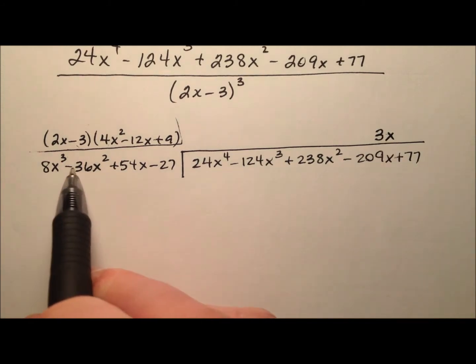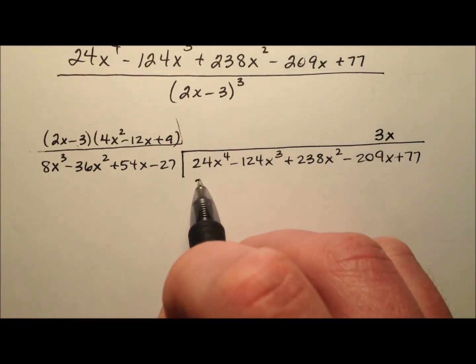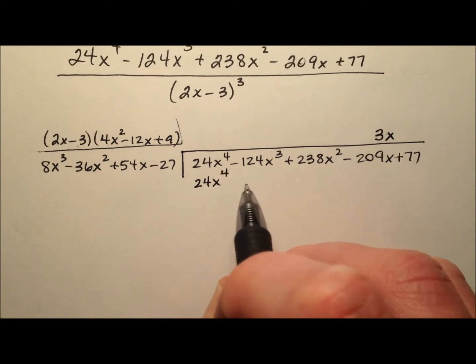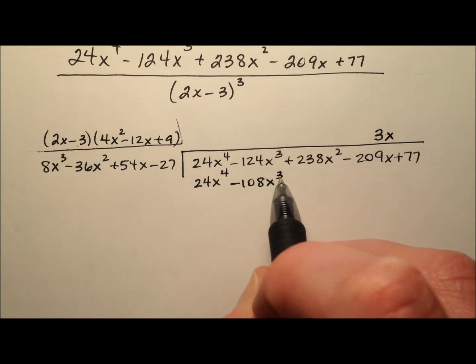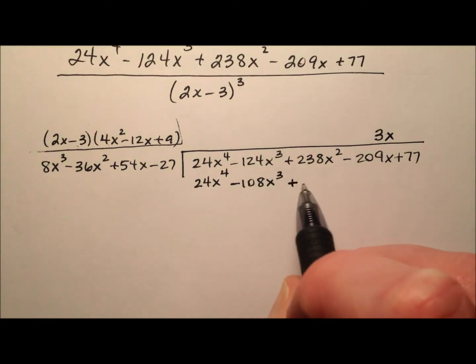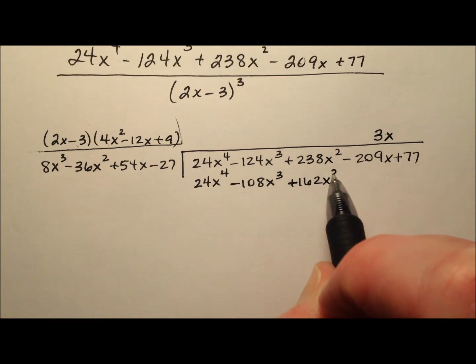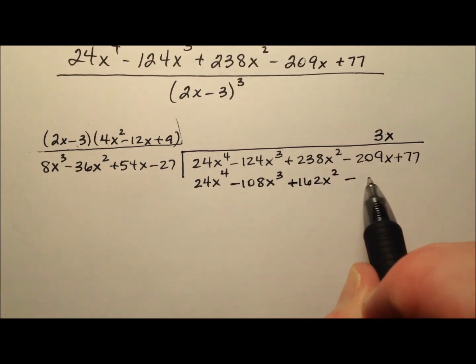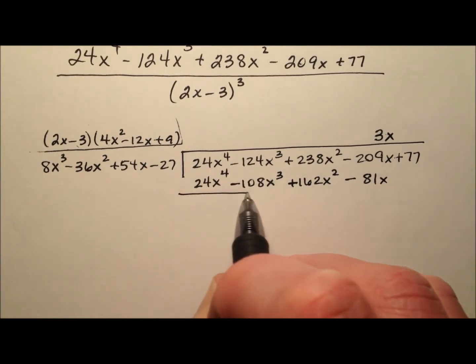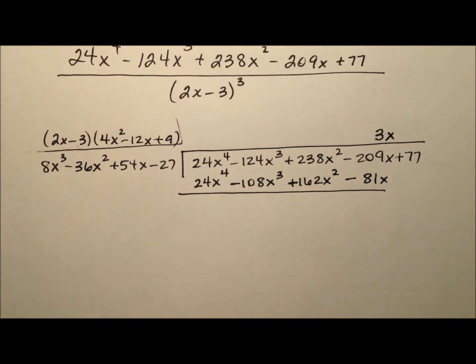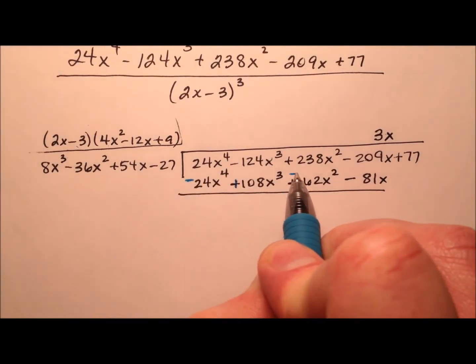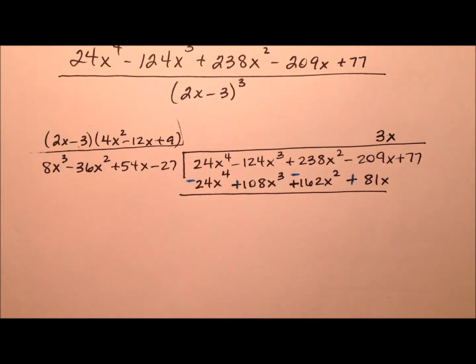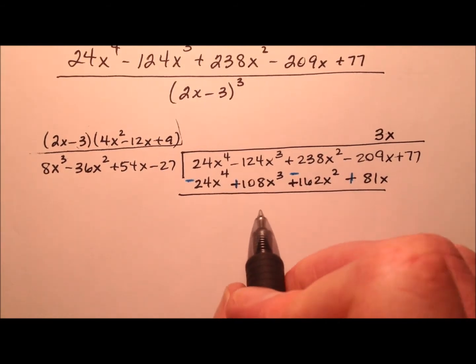And let's go ahead and multiply 3x through right here. And we should get 24x to the fourth, it looks like minus 108x cubed, then the next one looks like a positive 162x squared, and then finally it looks like negative 81x. Okay, so of course with my long division algorithm, what I need to do now is change the signs. So I'm subtracting, so that's minus, plus, minus, plus, and here we go continuing on.